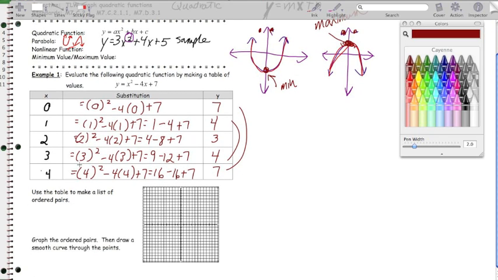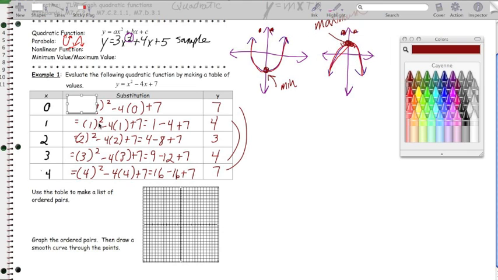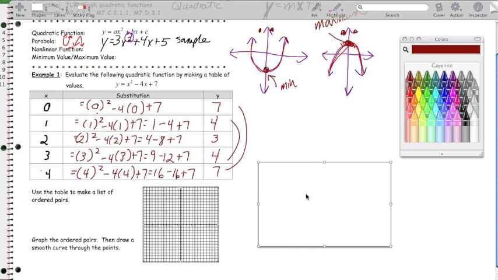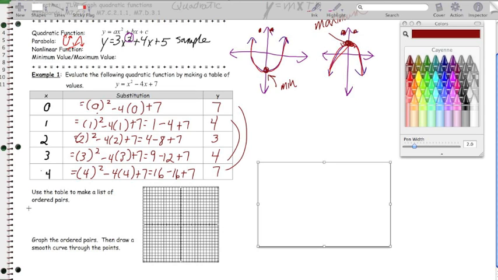All right. Use this table to make a list of ordered pairs. So this table, if we think of it, remember when we talked about a function, this whole area almost goes away. These are my x values, my y values, they make my t-chart. Okay, so I'll put that off just off to the side. Let's go ahead and list all of our ordered pairs.